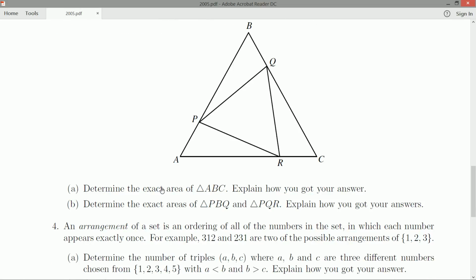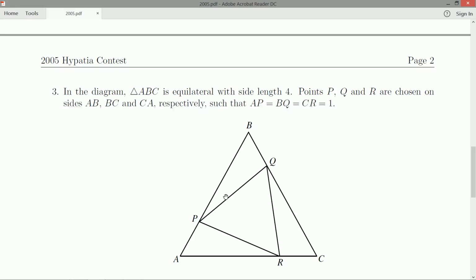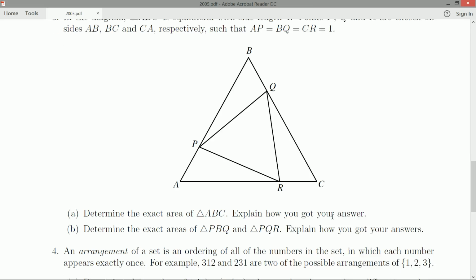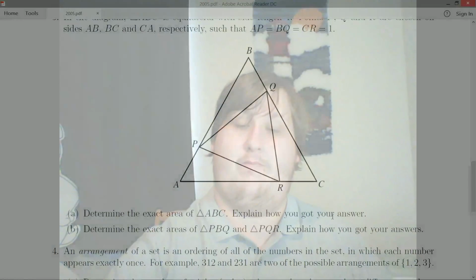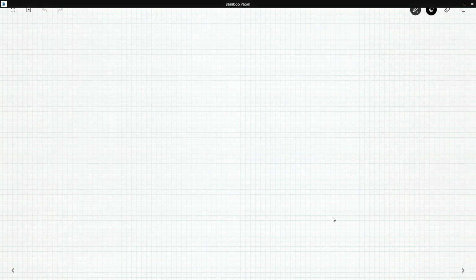So A, determine the exact area of triangle ABC. Explain how you got your answer. So there is a formula for the area of an equilateral triangle in terms of its side length. But they want us to explain our answer, and I very much doubt that saying, here's the formula for equilateral triangles, let's just plug in 4, is going to accrue very many points. It's a written contest. They're specifically saying, explain how you got your answer. So let's explain this formula. Let's show how to get this formula.